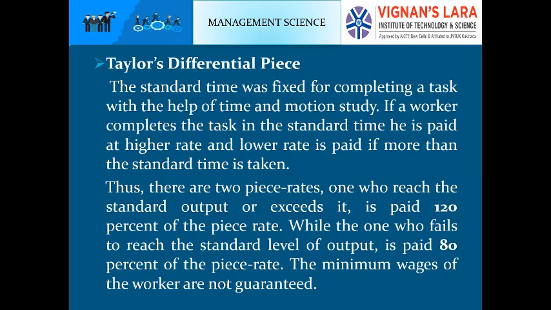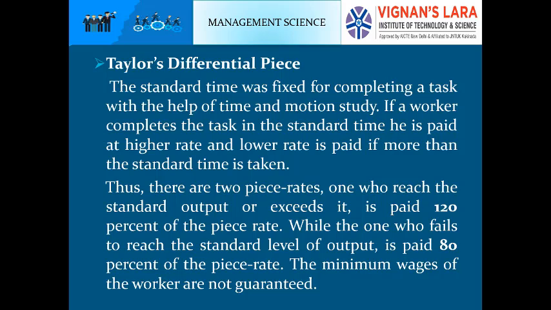The next one is the Taylor differential piece rate system. This system is also very popular in the industrial field. Taylor introduced many innovations at floor level, that means shop level. According to Taylor, there are two piece rates introduced by him while determining the wage. The standard time is fixed for completing a task with the help of time and motion study. If a worker completes the task in the standard time, he is paid at a higher rate, and a lower rate is paid if more than the standard time is taken. Thus, there are 2 piece rates.